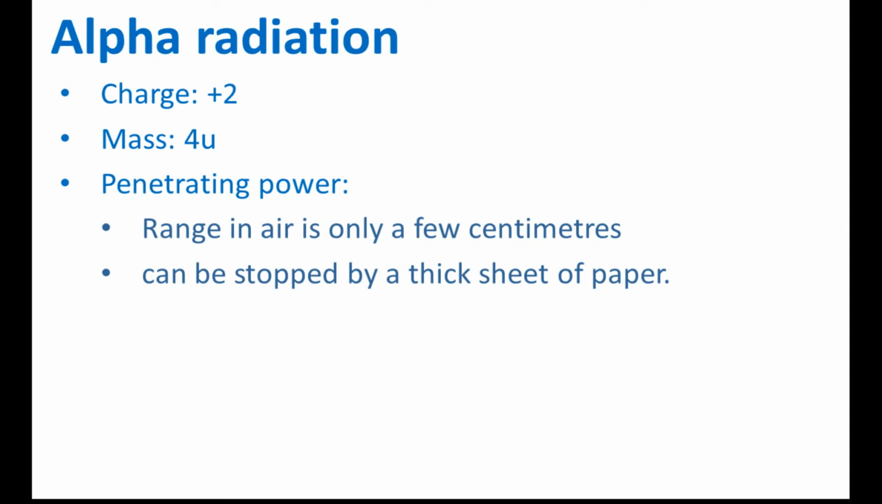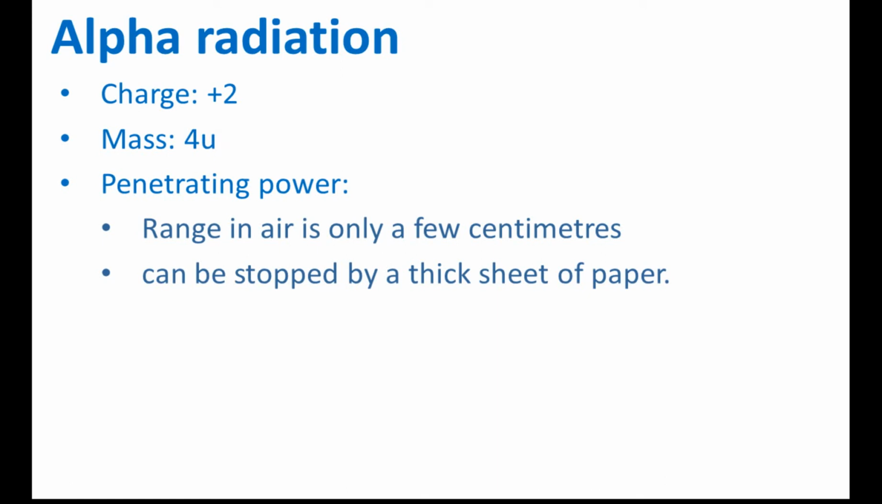So alpha has a charge of positive 2. This is a relative charge. A proton has a relative charge of positive 1, and an electron has a relative charge of negative 1. Alpha radiation has a relative charge of positive 2, and its mass is 4 atomic mass unit. This u is the unit for atomic mass unit.